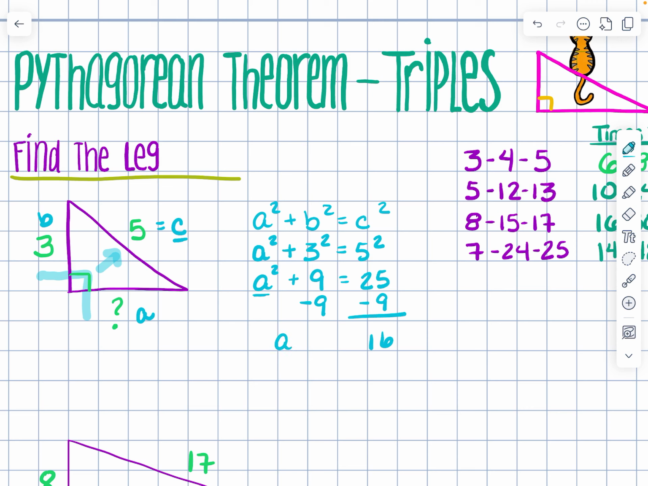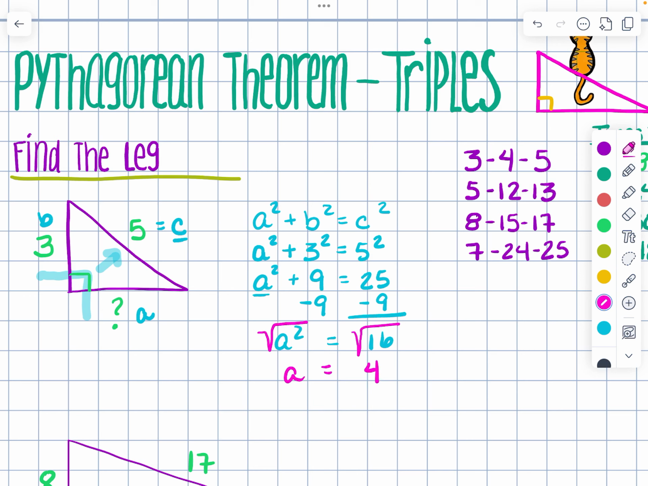And then we've got a squared. And we're not done yet. We're almost there, but we need just a, not a squared. So we have to take the square root of both sides. And the square root of a squared is just a, and the square root of 16 is 4, because 4 times 4 is 16. So this is our answer. Now we know a is equal to 4.